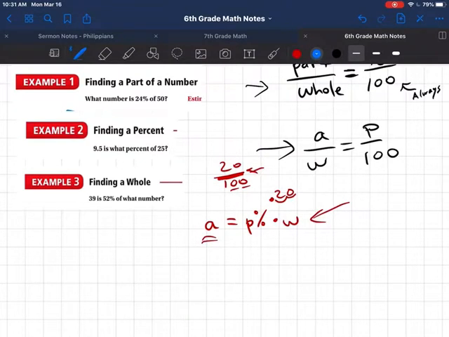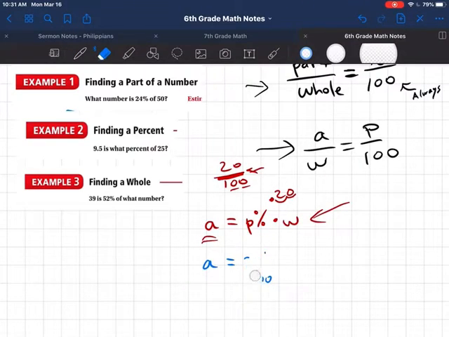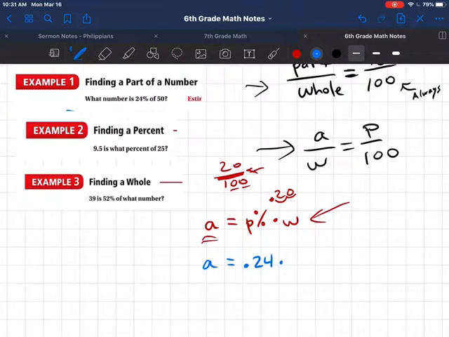So let's change colors and line these up. Part, we don't know, therefore it's the variable. P percent, which is 24%. The book would have you put 24 over 100 here, but I'm going to save you a step, and we're just going to turn this into a decimal always because it's easier. So 0.24 times 50, okay?